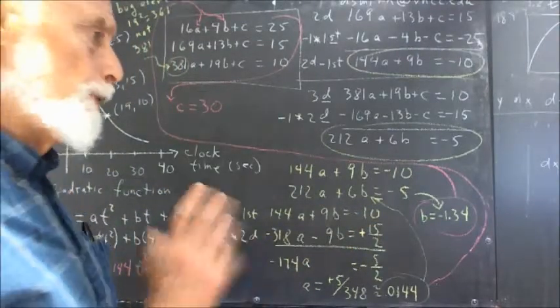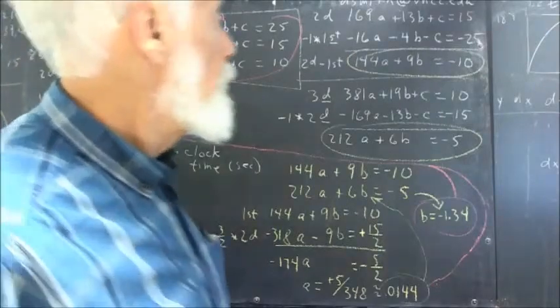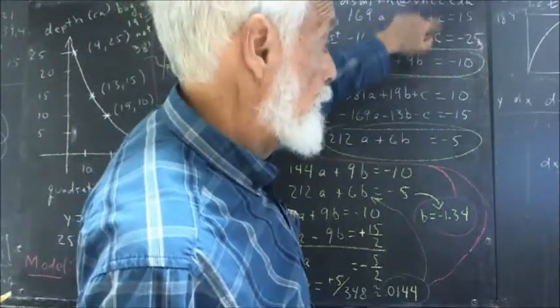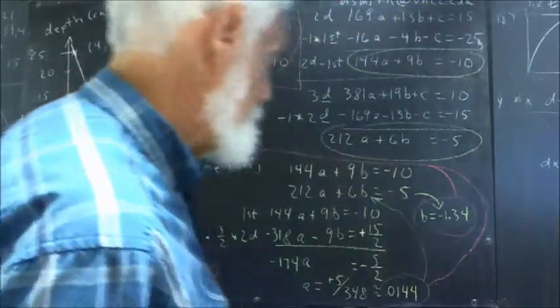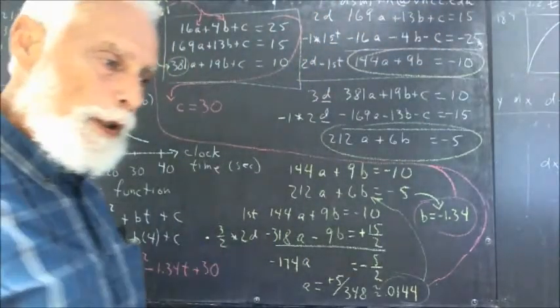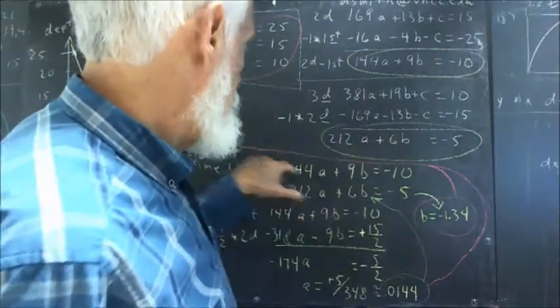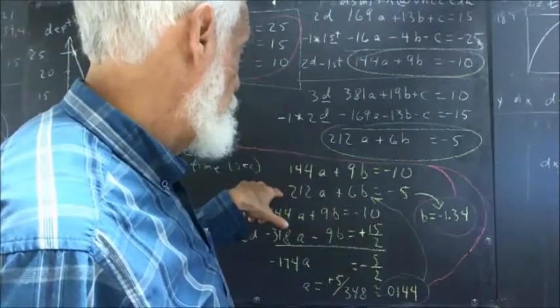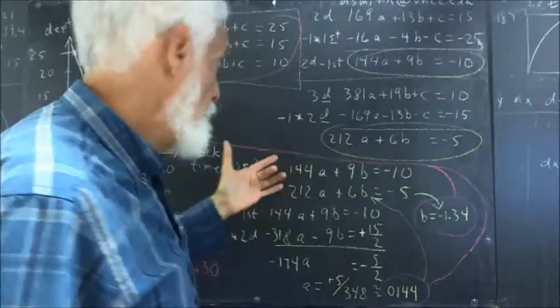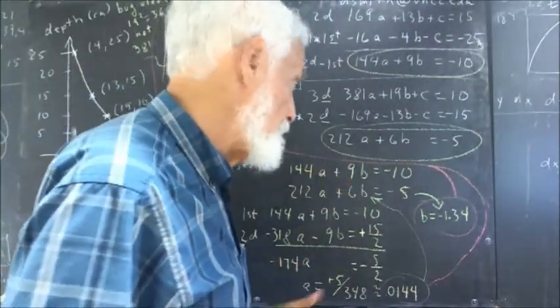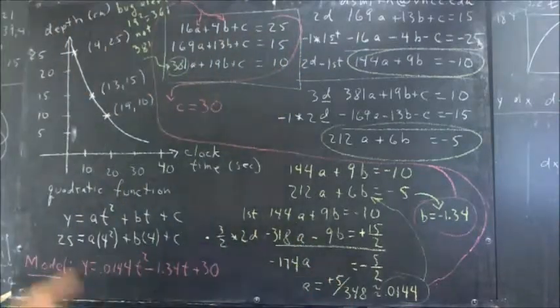In every case that we've done so far, we have a variable that appears in both equations, so that when we subtract the equations, that variable goes away. That's not the case here. We've got 144a, we've got 212a, but clearly that's not the same. We've got 9b and we've got 6b. That's not the same either. So what are we going to do about that?